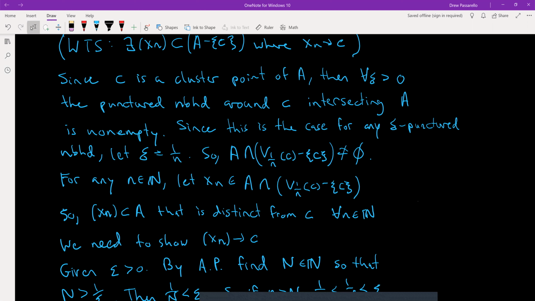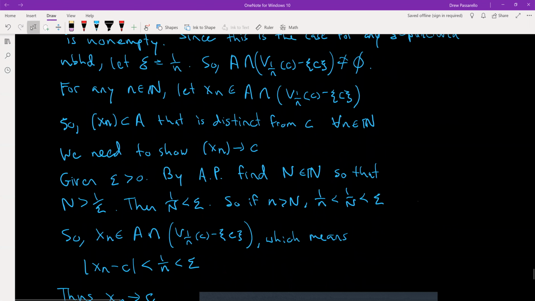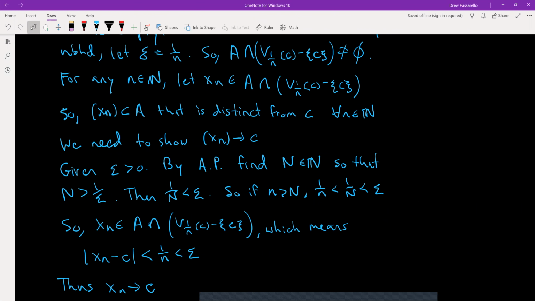So since that's for any n, we have that the sequence xn is entirely contained in A, since it's in the intersection of A and this punctured neighborhood. And the members are distinct from C for all n. So we need to show that this sequence converges to C. Given epsilon, by the Archimedean principle, we can find a capital N so that capital N is greater than 1 over epsilon. That's for any real number epsilon by the Archimedean principle. So then 1 over capital N is less than epsilon.